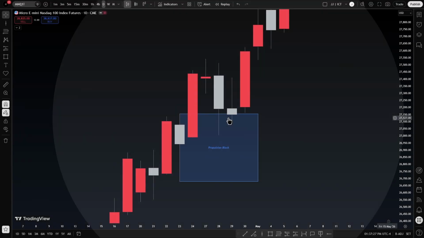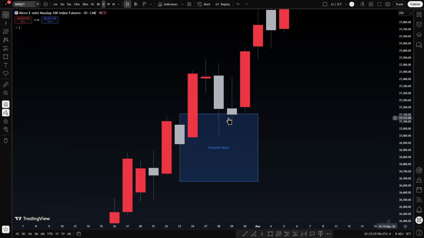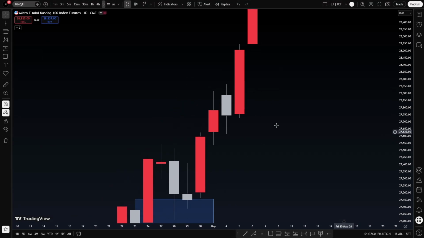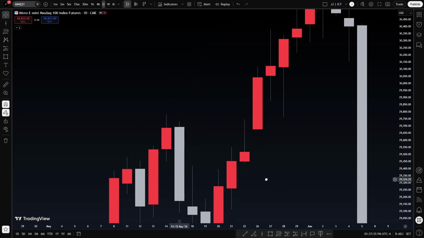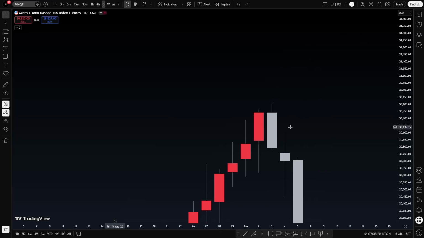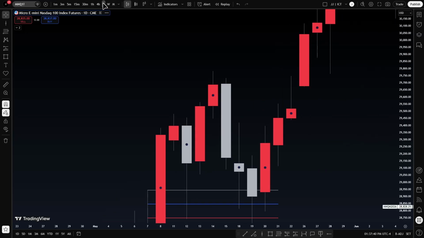You get the point. So once they buy into that order block, we have the liquidity to say, okay, let's keep going. Okay, let's keep going even more. It's not that hard.